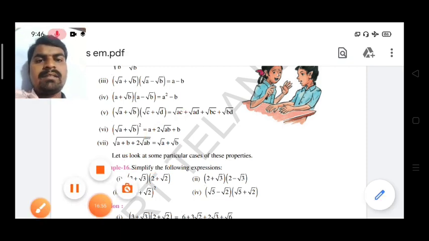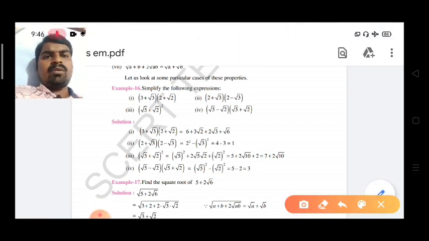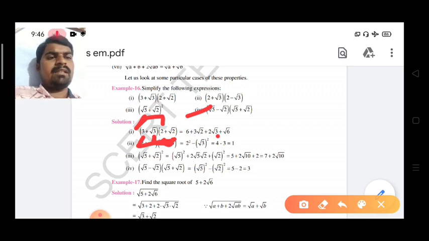Next, here, example 16, you observe 3 plus root 3 of 2 plus root 2. For the first problem, we have to multiply 3 into 2, 6. So 3 into root 2, 3 root 2, and root 3 into 2, 2 root 3, and root 3 into root 2, root 3 into root 2 is under root 6, the first answer. I think all are understood.